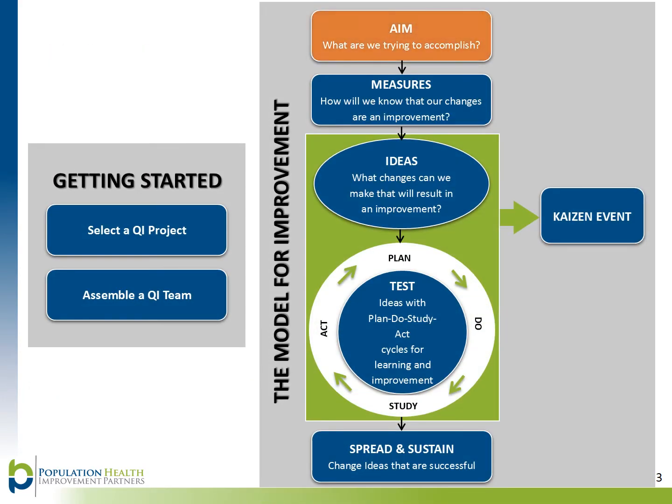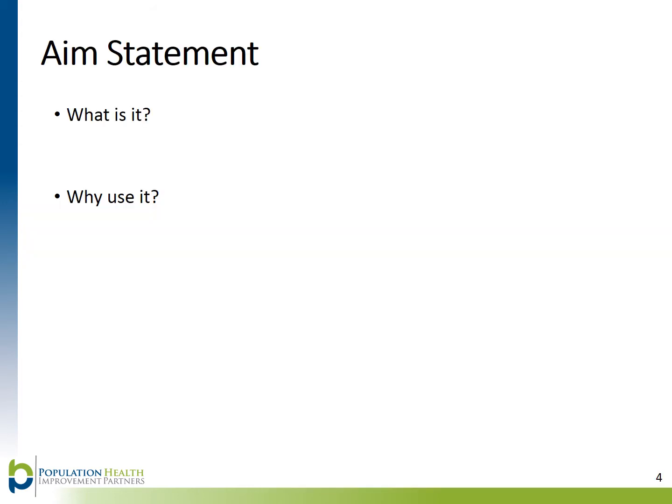Developing an aim statement is the first step on the QI roadmap. An aim statement serves as a touchstone throughout your project and helps you stay focused. How many times have you been part of a project that lacks direction? Lack of direction and scope can lead to wasted resources, frustration, and even project failure. An aim statement answers the question, what are we trying to accomplish?